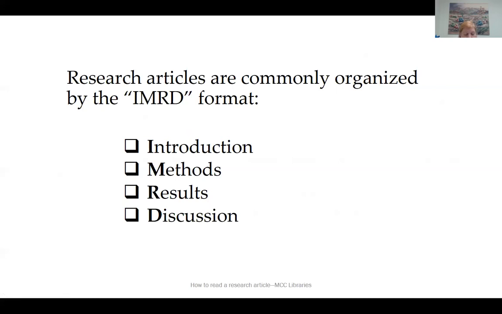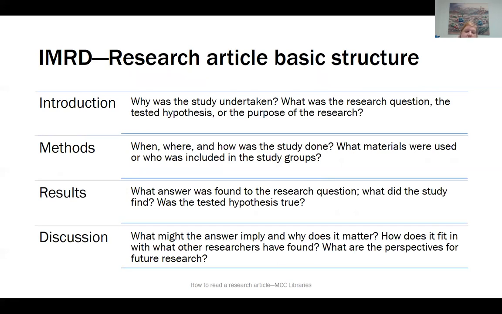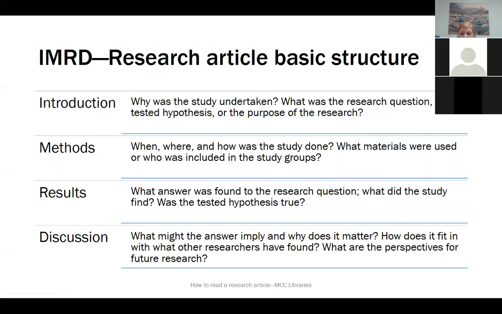So articles may omit, substitute, rename, or rearrange these basic parts. A research article will nonetheless contain all the information that they present. So the introduction: why was the study undertaken? What was the research question, the tested hypothesis, or the purpose of the research? When, where, and how was the study done? That's going to be under the methods section. What materials were used or who was included in the study groups?